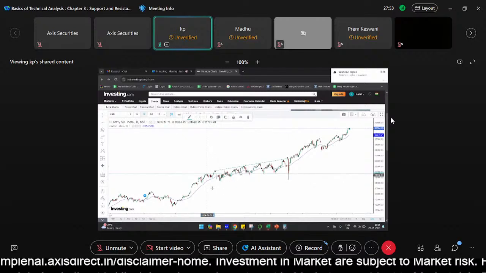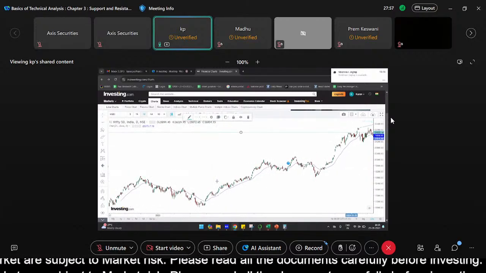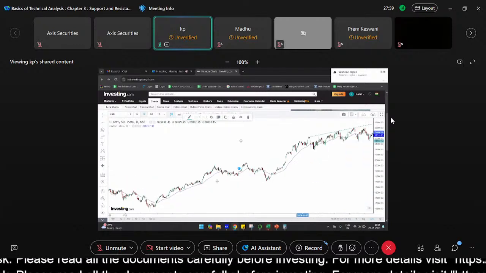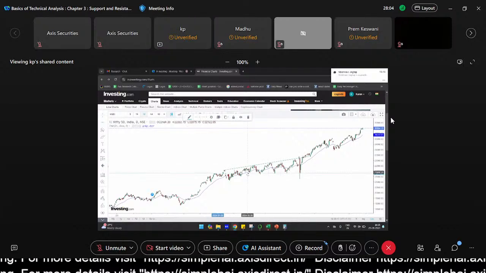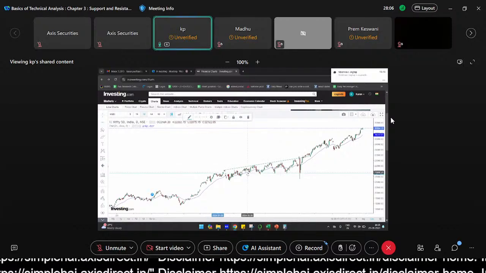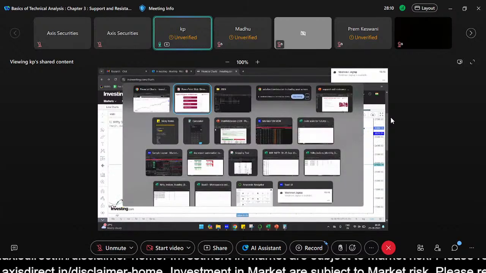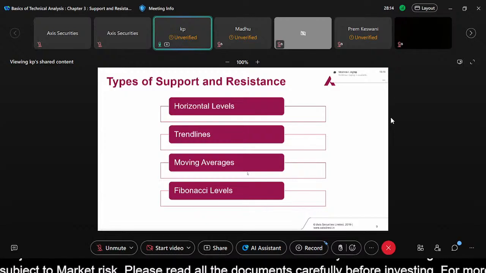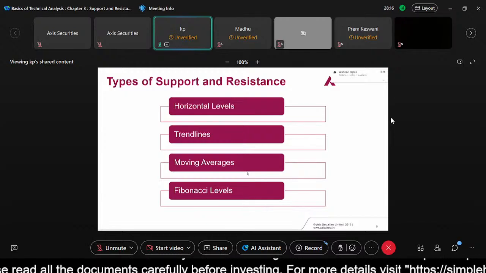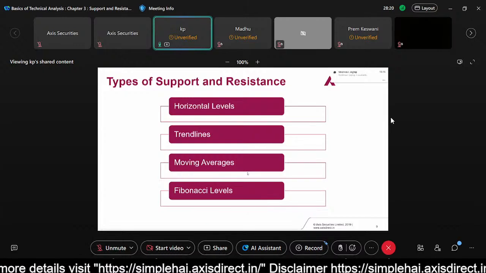And यहाँ पर resistance है, but if you were at this point, recognizing that it was a resistance is a bit difficult. But यहाँ पर आप clearly देख सकते हो कि multiple times it has acted as a support. So this is how horizontal lines work. Now there might be better examples when it comes to horizontal levels acting as a resistance or support, but for the convenience we'll be just taking this as an example.